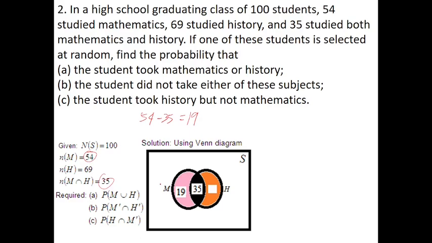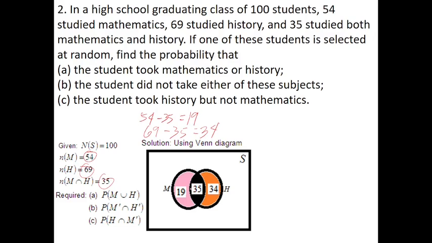And then, history. Ang nagtitake ng history ay 69. Ilan yung nagtitake ng history lang? So, we just subtract. 69 minus 35. So, what is 69 minus 35? Okay, 69 minus 35. So, yung nagtitake dito ay 34. That's it. Okay? 34.